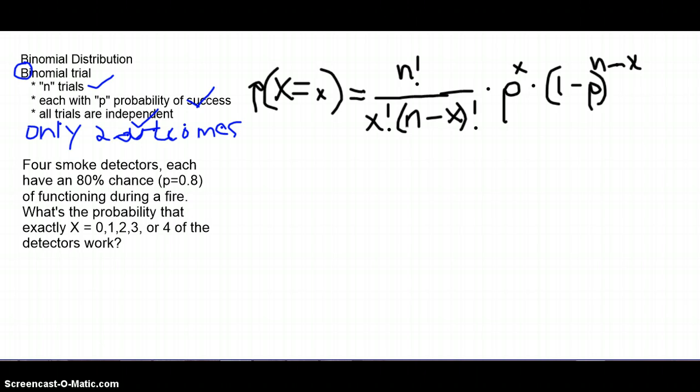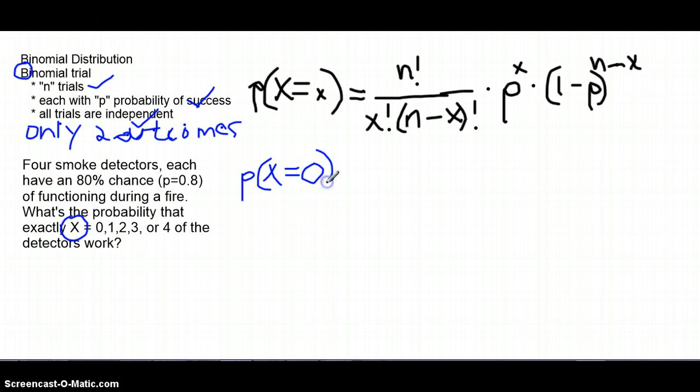But let's get into an example. 4 smoke detectors each have an 80% chance of functioning during a fire. What's the probability that 0, that none of them will work, 1, 2, 3, or all 4 of the detectors work? So x is our random variable, which represents the number of working detectors. So let's first figure out the chance that none of these work, that all 4 detectors fail.